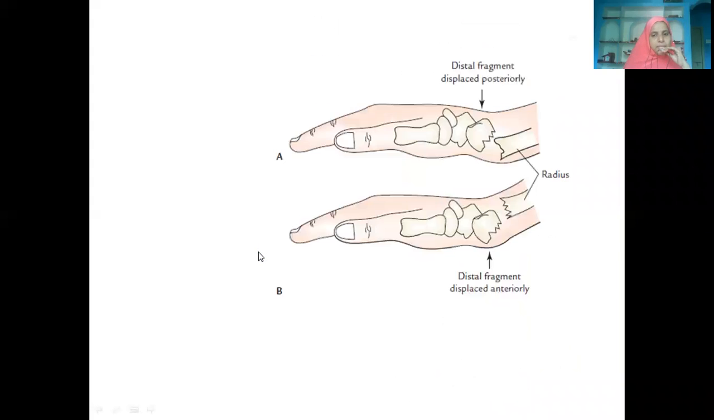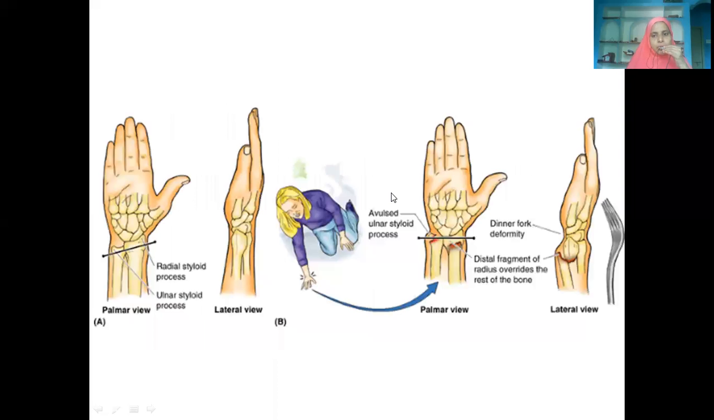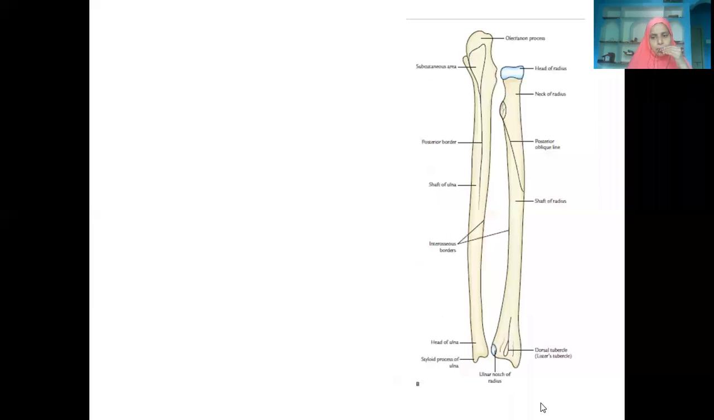Let us see what are the points which are given under the lower end of the radius. See, the lower end is the widest part and I told you it has 5 surfaces. The lateral surface is projecting downwards to form the styloid process. The posterior surface, it's written dorsal surface, meaning is the same. It is presenting a palpable tubercle which is called Lister's tubercle or tubercle of Lister, which is limited medially by an oblique groove. I'll show you what this oblique groove is. So this is the oblique groove, which is present medially, and here we have Lister's tubercle.